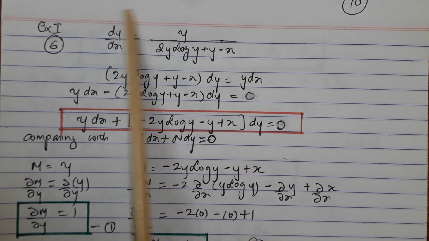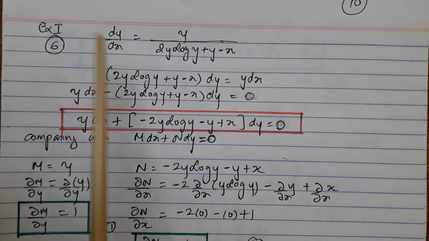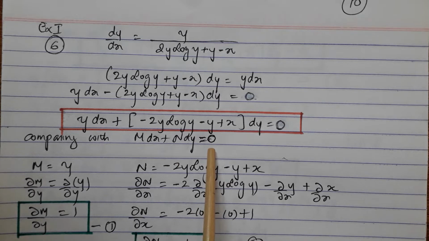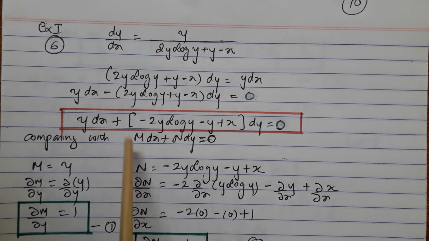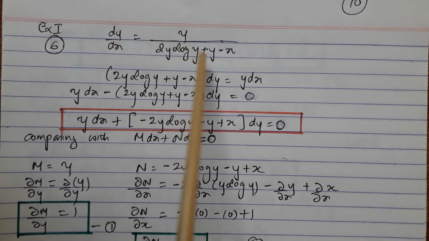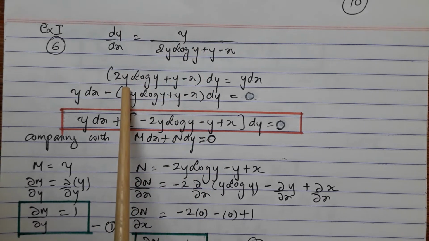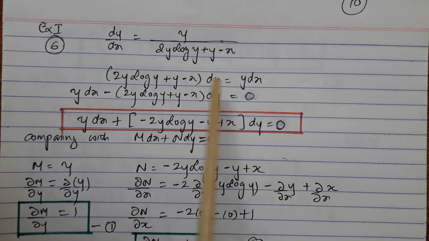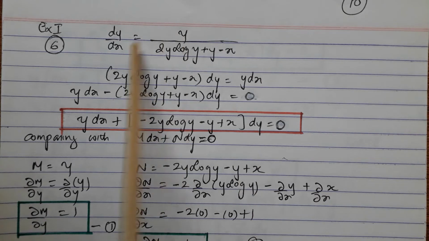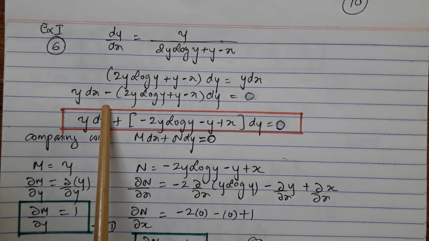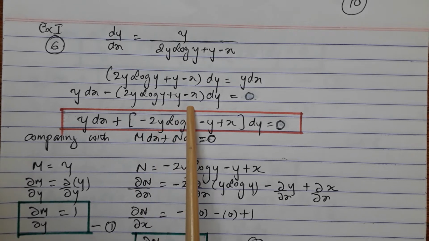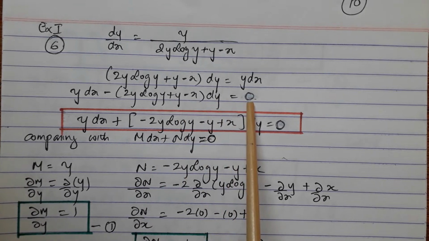Now, if you look at this differential equation, it is not in the form M dx plus N dy is equal to 0. So we'll have to first get it in this form. Let us cross multiply this. This will become (2y log y plus y minus x) dy equals y dx. Now let us rearrange this: y dx minus (2y log y plus y minus x) dy is equal to 0.